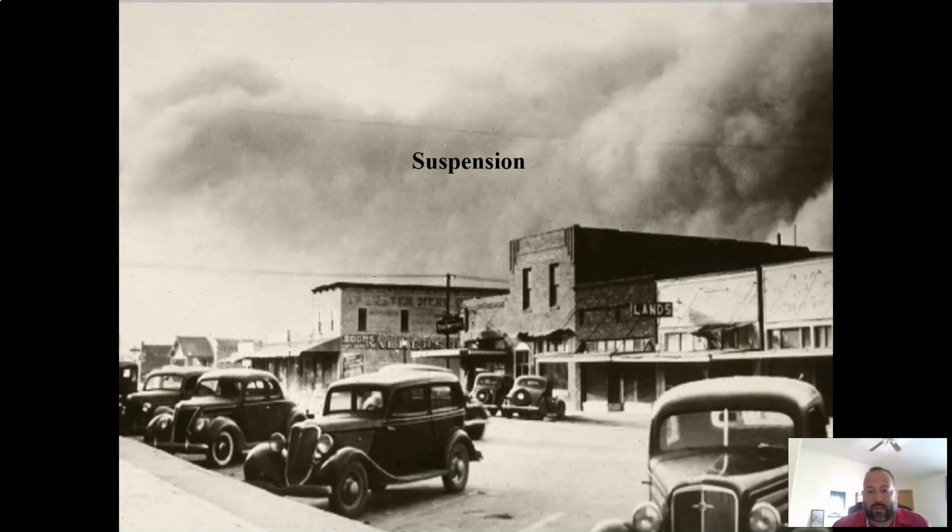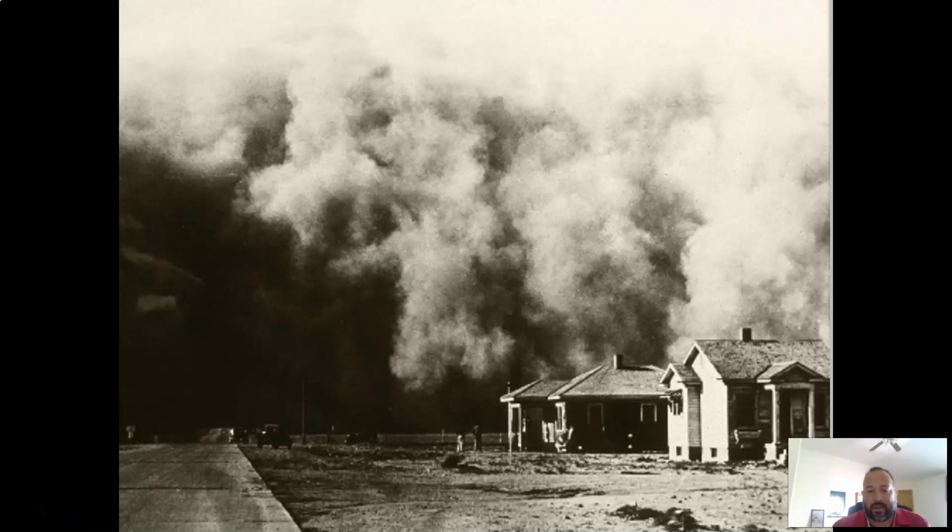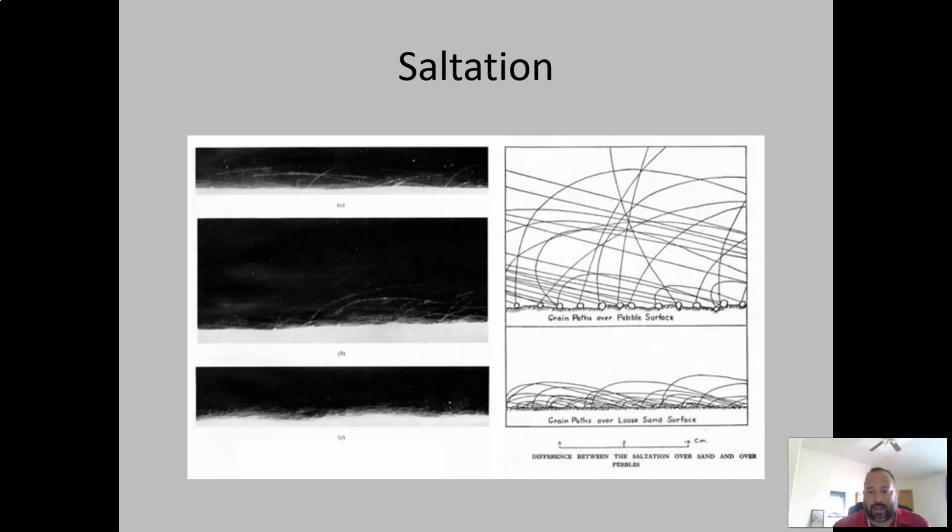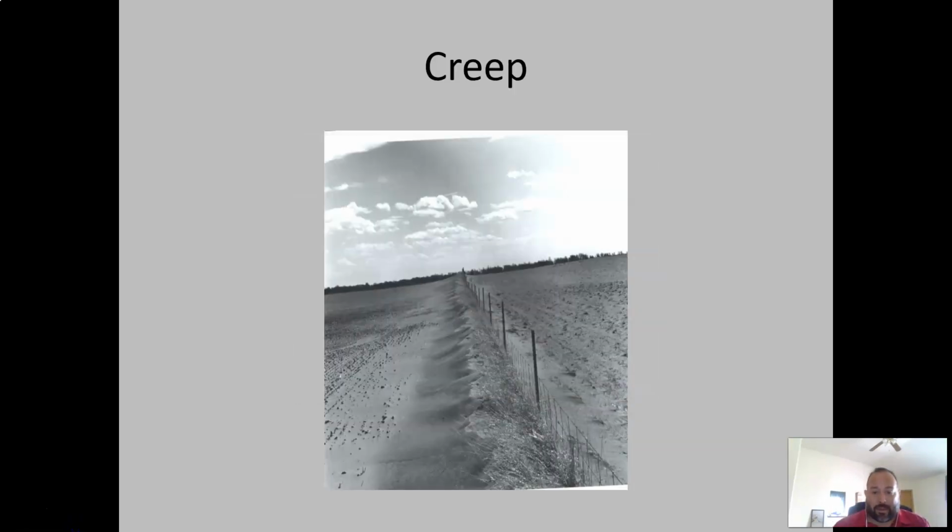So here's a good example of suspension from the Dust Bowl times. And this big, huge cloud of soil in the air, that's what we mean by suspension. Saltation, the idea of them picking up and then hitting the ground and picking up and hitting the ground. And then creep, the bigger particles just kind of rolling along and piling up like what we see along this fence row here.